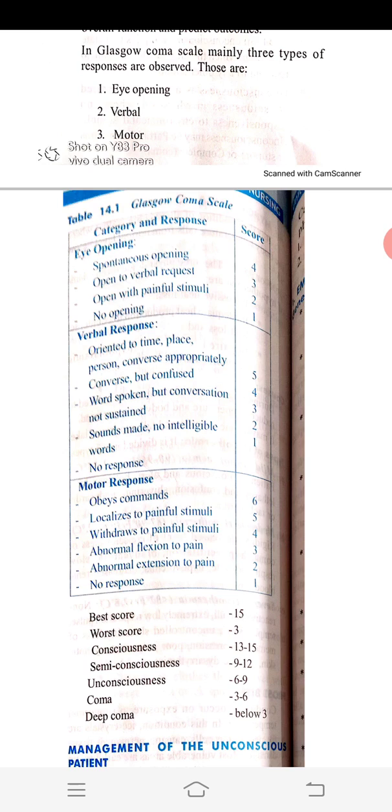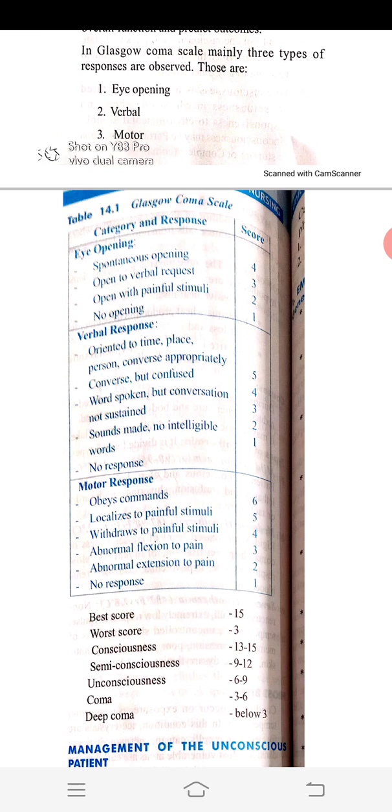When we ask the patient, where are you from, what is your name, and the patient gives an answer, like my name is Ramesh or Rakesh, and tells where they come from and what the date is today, if the patient responds after the verbal request, then we score 3 points. Here also, through the verbal request the patient opens their eyes, and then you score 3.